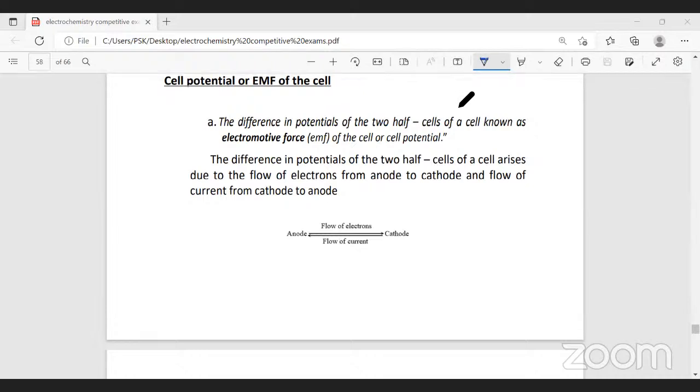So today will be the last class on this chapter, electrochemistry. Tomorrow we'll start with a new chapter, chemical kinetics. Now, a few of the questions I have to teach you. I've taught you all types of questions. It will be like a revision to you. A few questions we will learn.